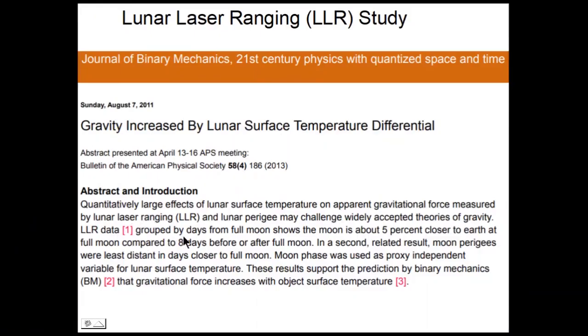LLR data grouped by days from full moon shows the moon is about 5% closer to Earth at full moon compared to 8 days before or after. In a second related result, moon perigees were least distant in days closer to full moon. Moon phase was used as proxy independent variable for lunar surface temperature. These results support the prediction by binary mechanics that gravitational force increases with object surface temperature.